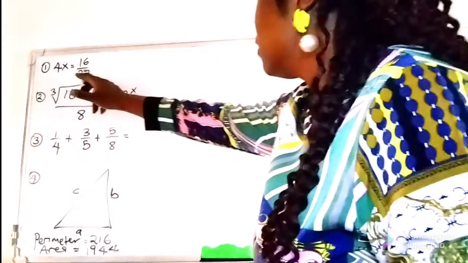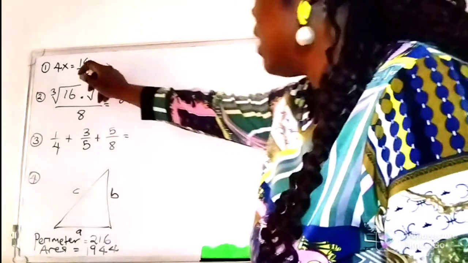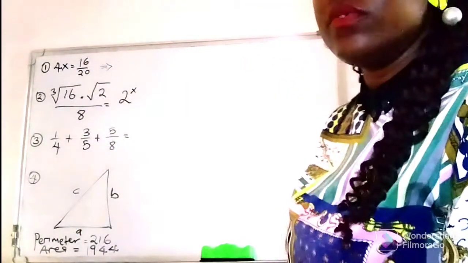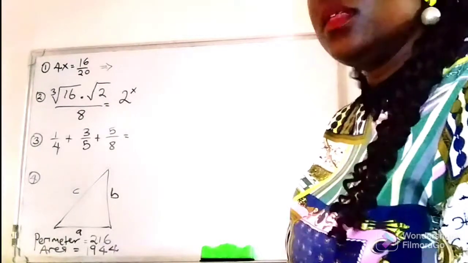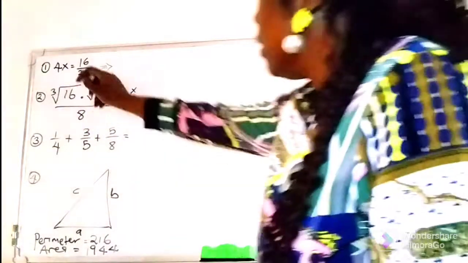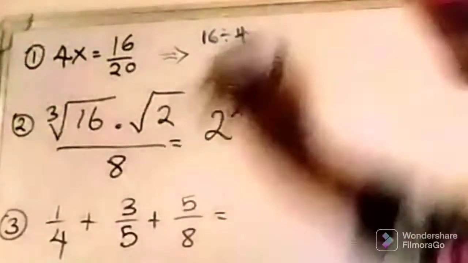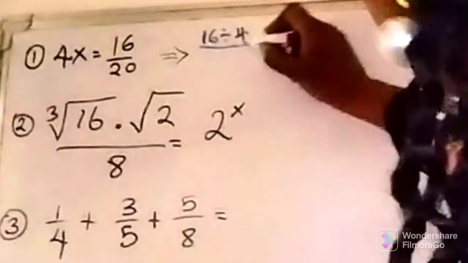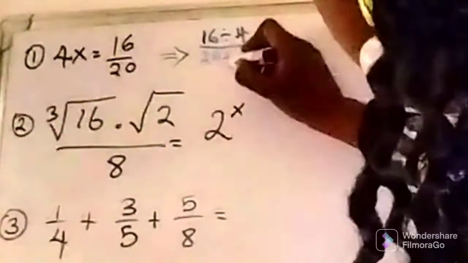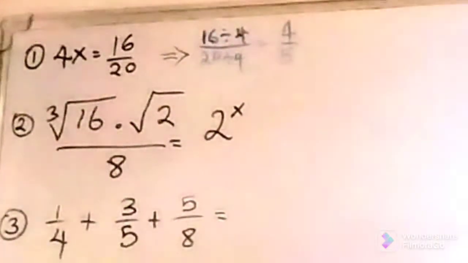4x is equal to 16 all over 20. So what is the value of x? So first of all, I would like to reduce the value of 16 and 20. So we need a common factor. I know there's a common factor there which is 4. Okay? So if you divide 16 by 4, all over 20 divided by 4, which will give us 4 over 5.